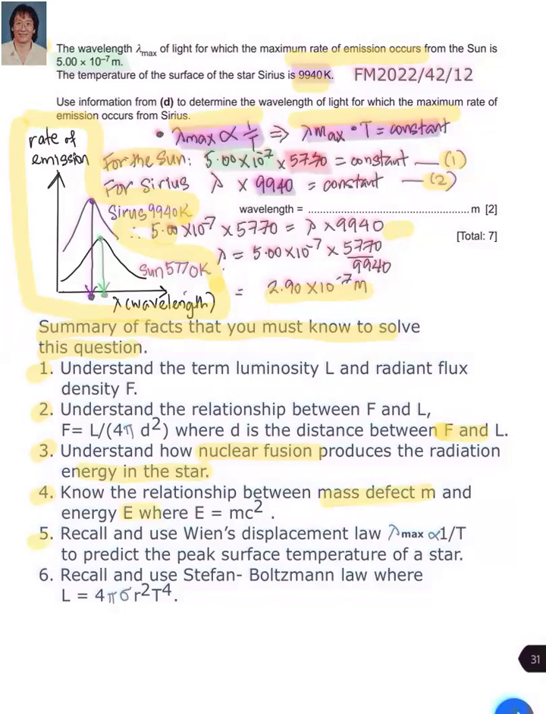Number 5, recall and use Wien's displacement law, which says that lambda max is inversely proportional to temperature, to predict the peak surface temperature of a star. Then number 6, recall the use of the Stefan-Boltzmann law, where L equals 4 pi, a constant of proportionality, r squared T to the power 4, where r is the stellar radius, T is the surface temperature of the star, and L is the luminosity of the star.